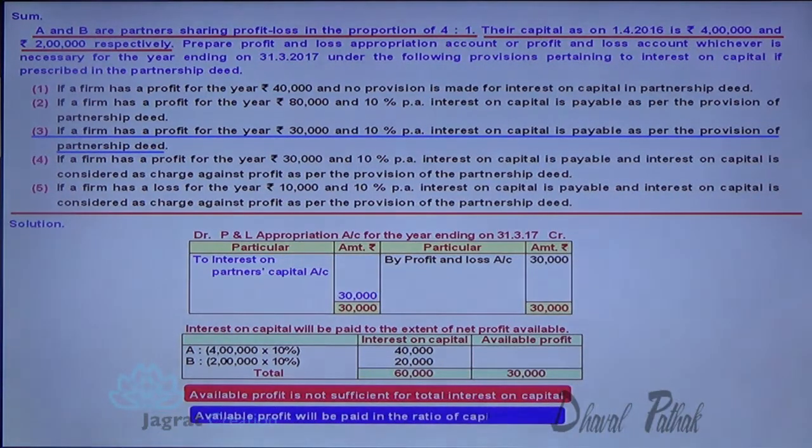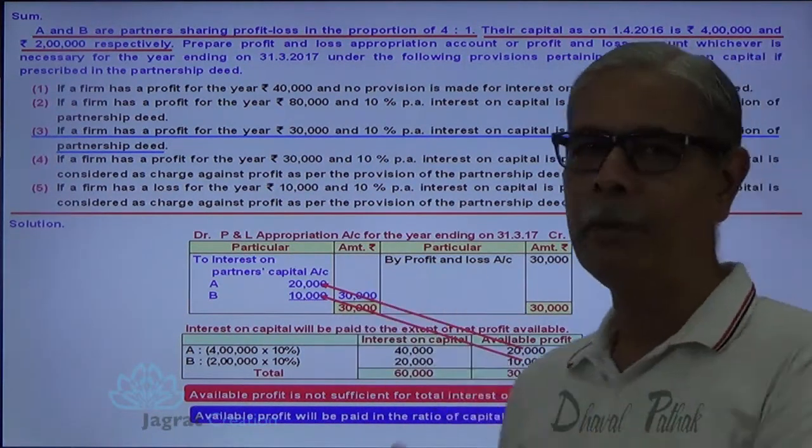So available profit will be distributed, will be paid in the ratio of capital interest. So 30,000 will be distributed in the ratio of 4:2, that is 2:1. So 30,000 into 4 by 6 and 30,000 into 2 by 6. So this is the extent, 20,000 and 10,000. Interest on capital will be paid to the partners.